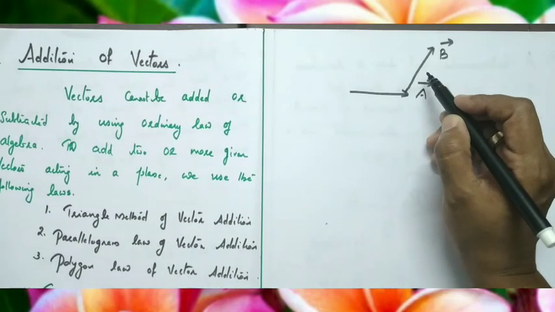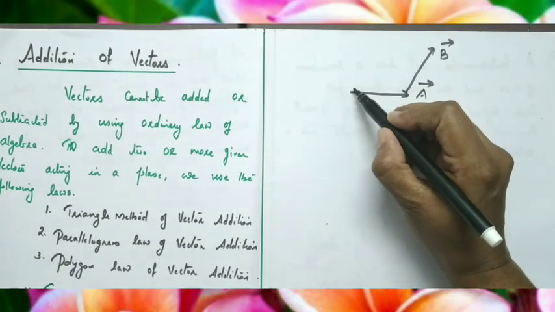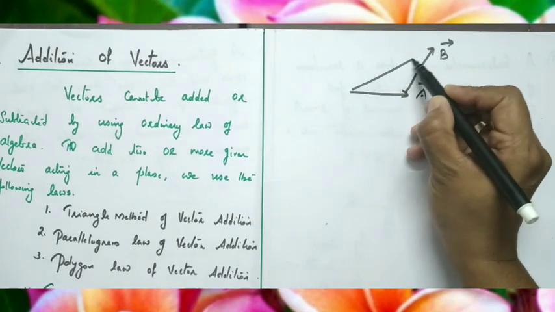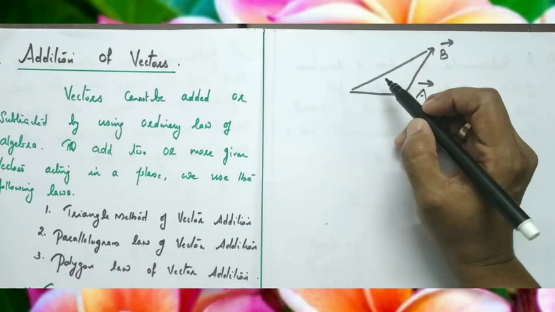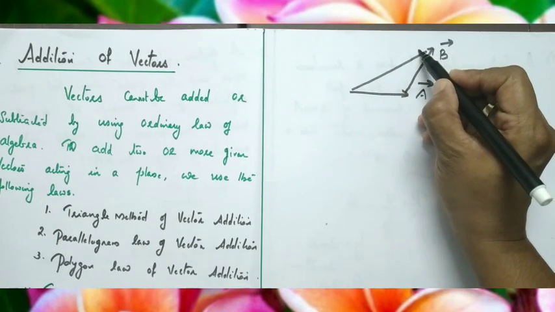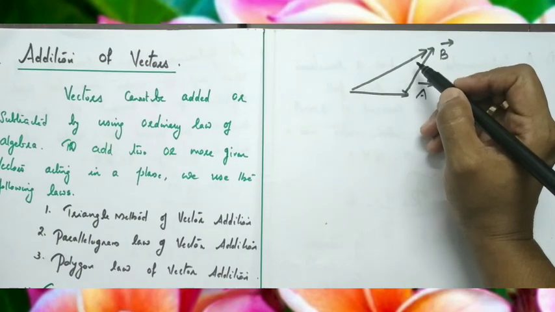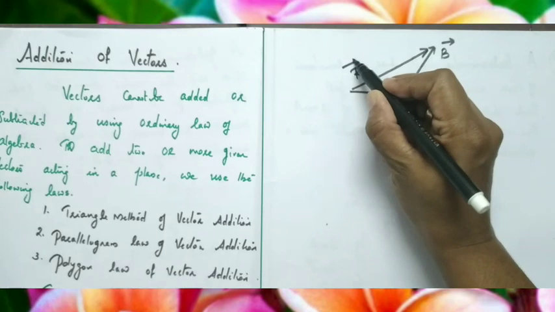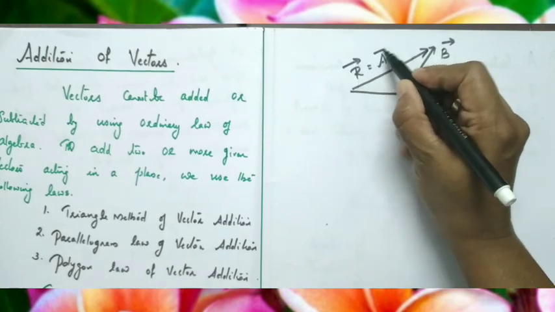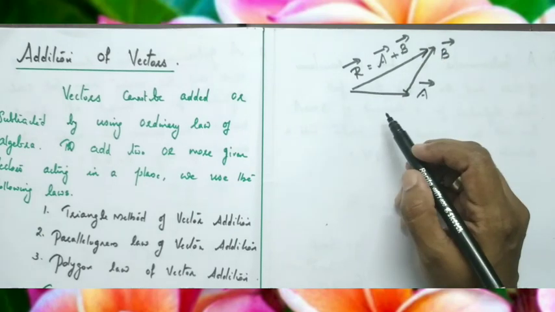Then according to triangle law of vector addition, the resultant is given by the third side of the triangle. We can consider these two as the two sides of the triangle. Then the resultant is given by the third side of the triangle taken in the opposite order, reverse order. So the resultant is given by R equal to vector A plus vector B. Okay, so this is triangle law of vector addition.